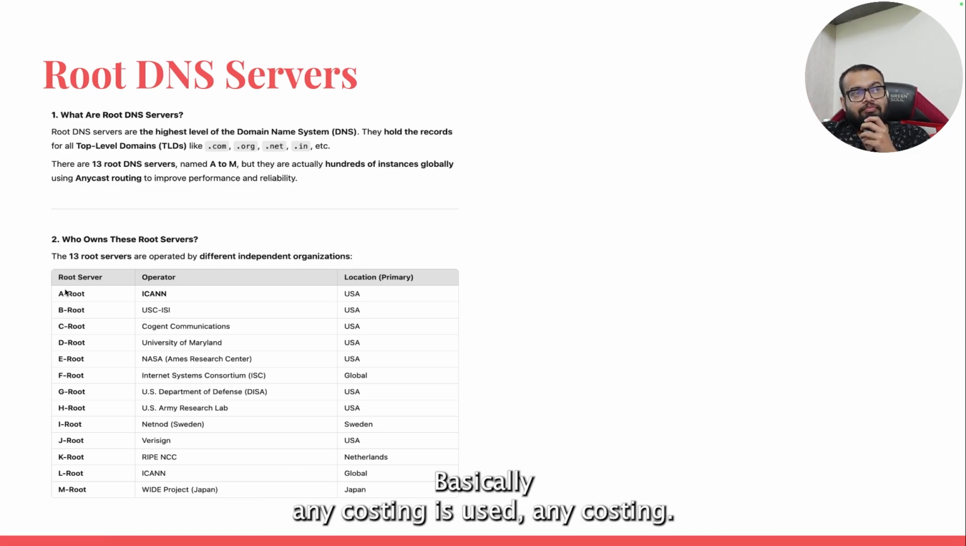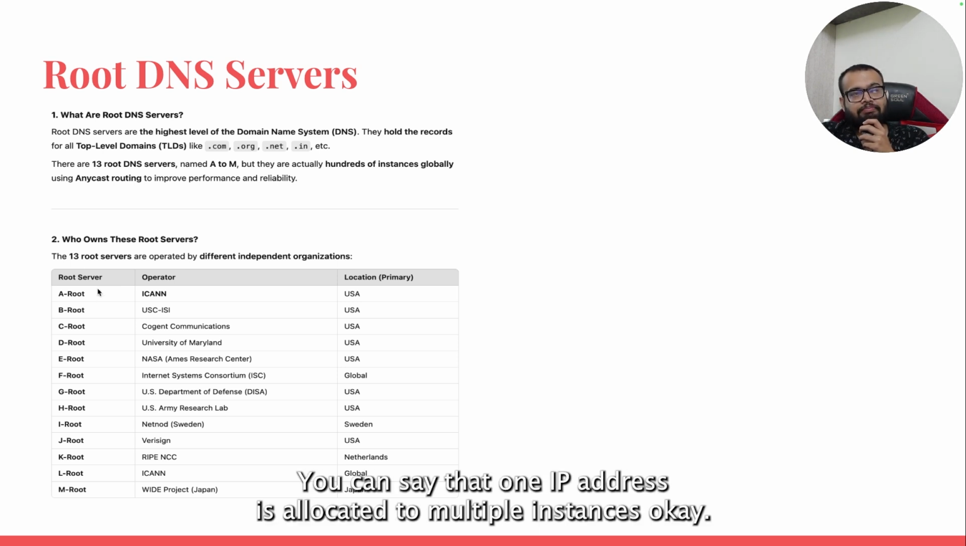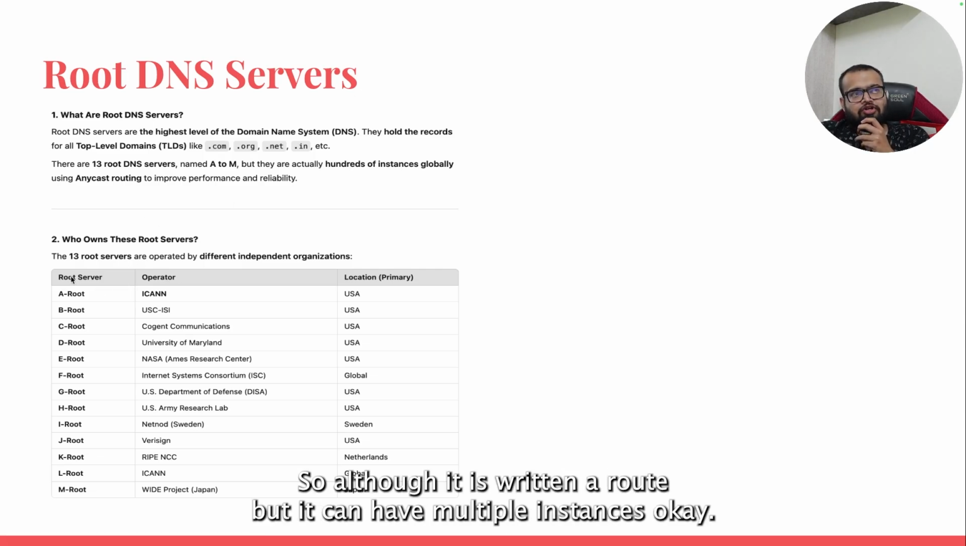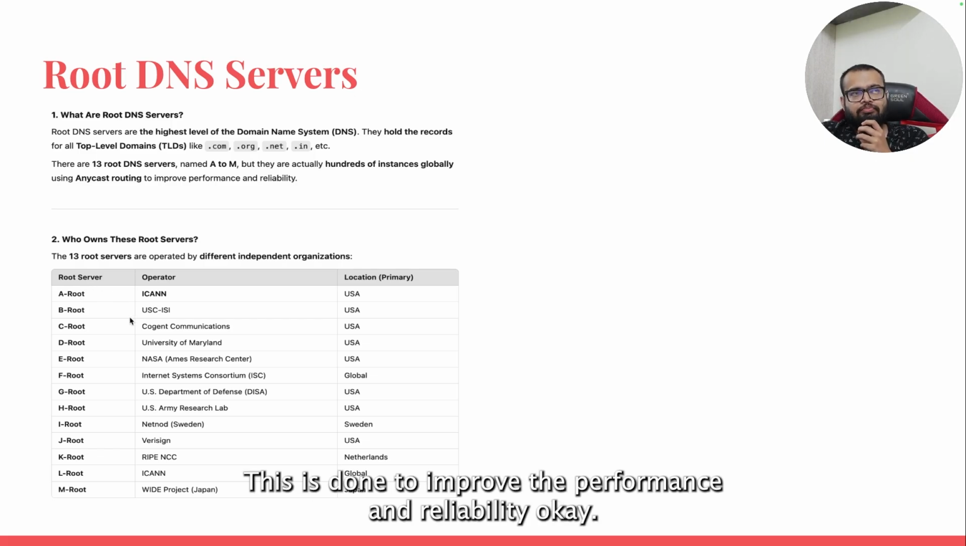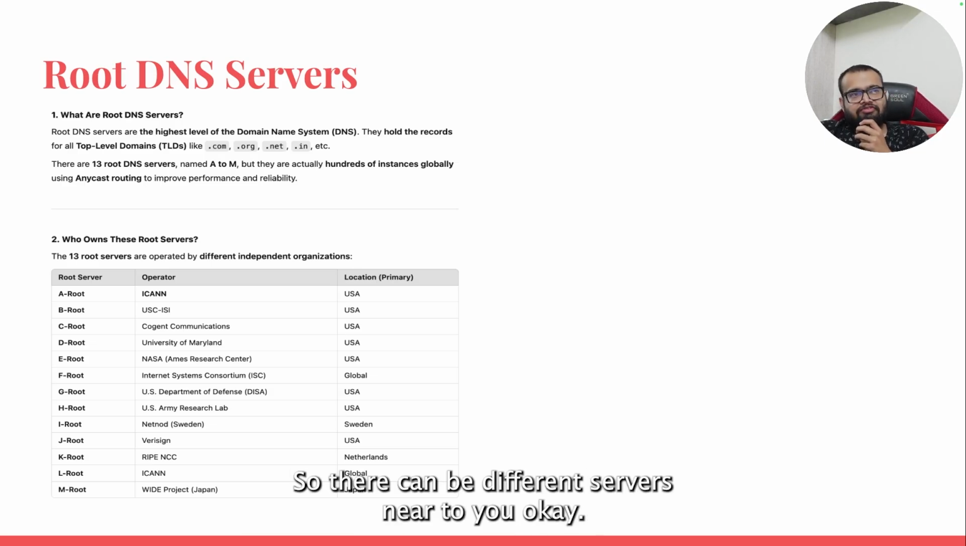Okay, basically anycasting is used. We will see what anycasting is. You can say that one IP address is allocated to multiple instances. That is what anycasting means. So although it is written as a root, it can have multiple instances. This is done to improve performance and reliability. If you are sitting in India or in the US, there can be different servers near you.